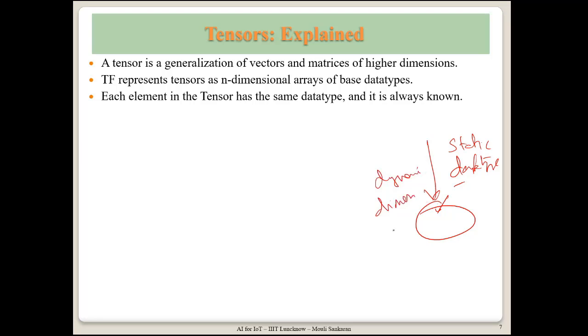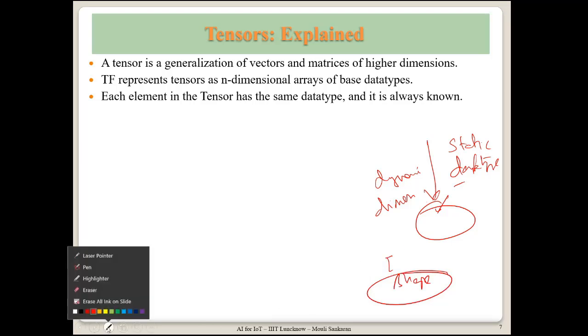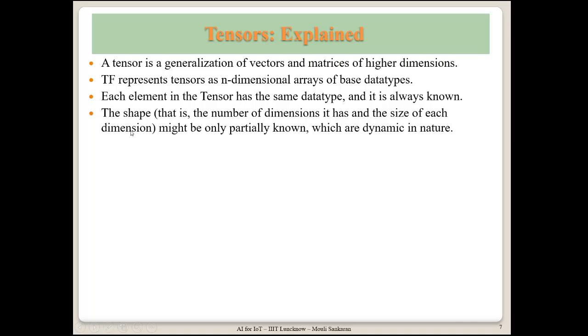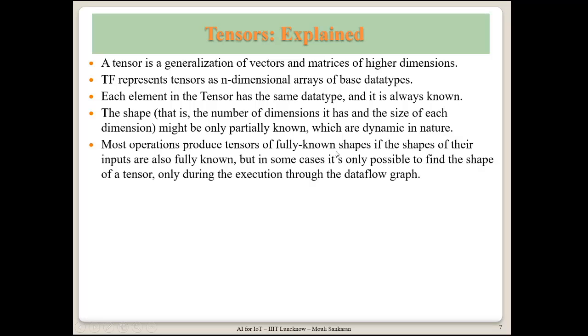When I say dimension, you understand, I hope, as a shape. The shape could be different. On every iteration the shape can be different, but the type will not be different. So the shape, that is the number of dimensions it has and the size of each dimension, might be only partially known, which is dynamic in nature. So that's a little different from typical matrices. With matrices, you decide the rows and columns and you don't modify them, whereas tensors have dynamic dimensions.